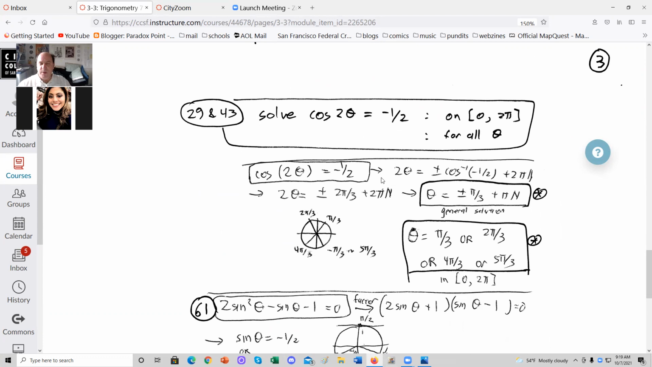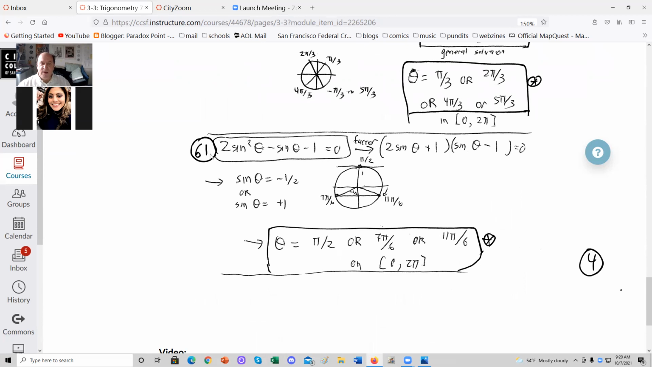Now I have to add in the 2 pi n because now we have to divide by 2 and we get a pi n here. And it looks like the general thing. So theta is plus or minus 1/3 pi plus pi n. All right. So here's pi thirds, there's a solution, plus 1 more pi is 4/3 pi. Here's 2/3 pi plus another pi, it's 5 pi thirds. So pi thirds, 2 pi thirds, 4 pi thirds, 5 pi thirds on the unit circle, and it's plus or minus pi thirds plus pi n in general.